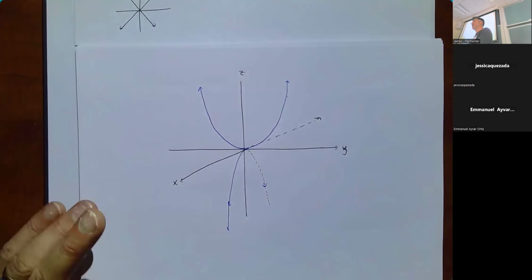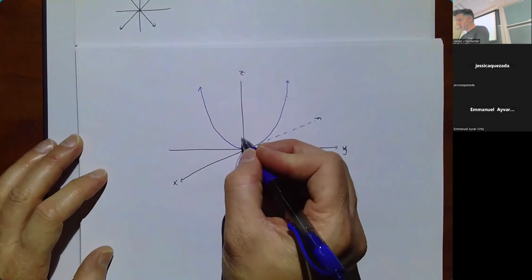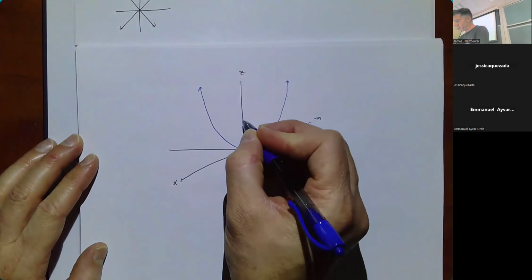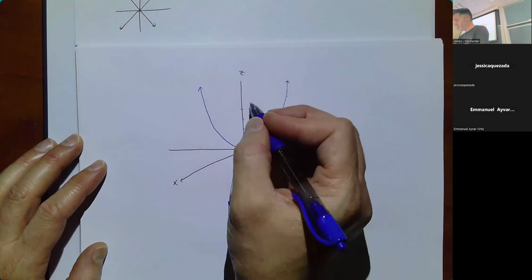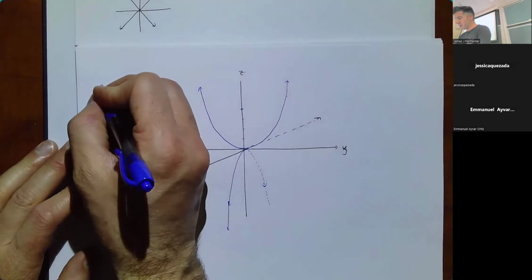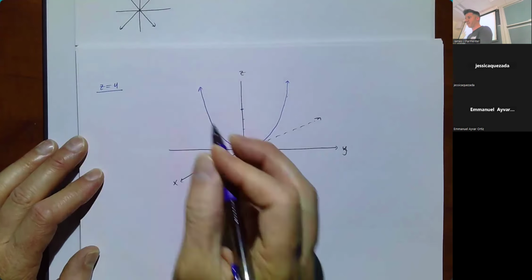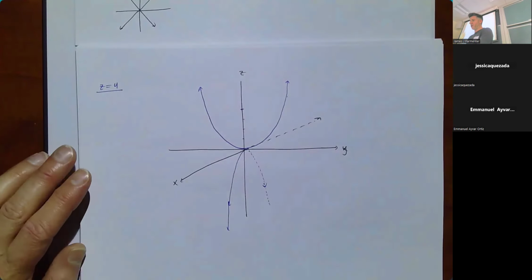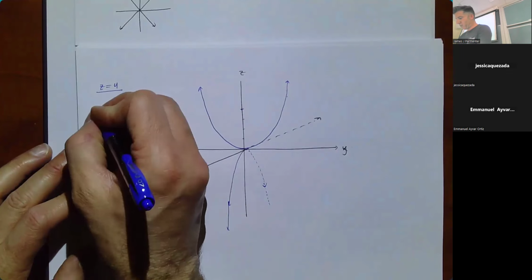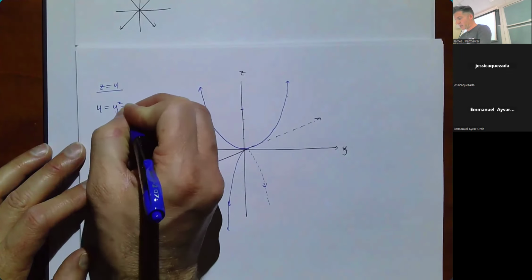Let's talk about the level curve for a second. So let's say we went up 1, 2, 3, 4. So let's go up 4 units. So let's say we set z equal to 4 for a second. Well, if z is equal to 4, then my equation is going to be 4 equal to y squared minus x squared.